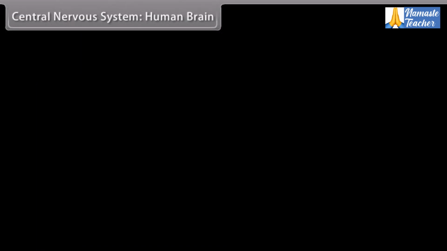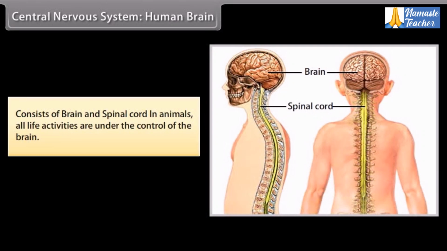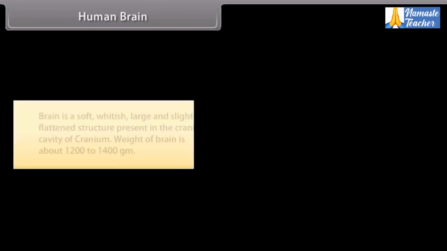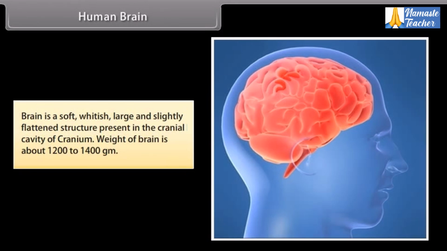Central nervous system. The central nervous system consists of brain and spinal cord in animals. All life activities are under control of the brain. Human brain. Brain is a soft, whitish, large and slightly flattened structure present in the cranial cavity of cranium. Weight of brain is about 1200 to 1400 gram.